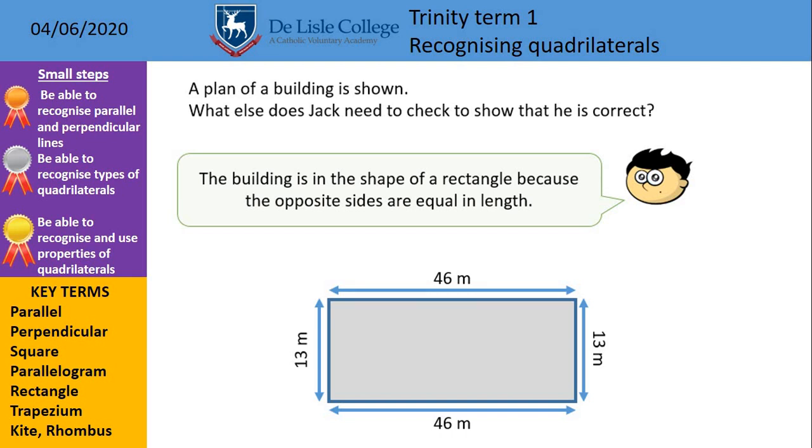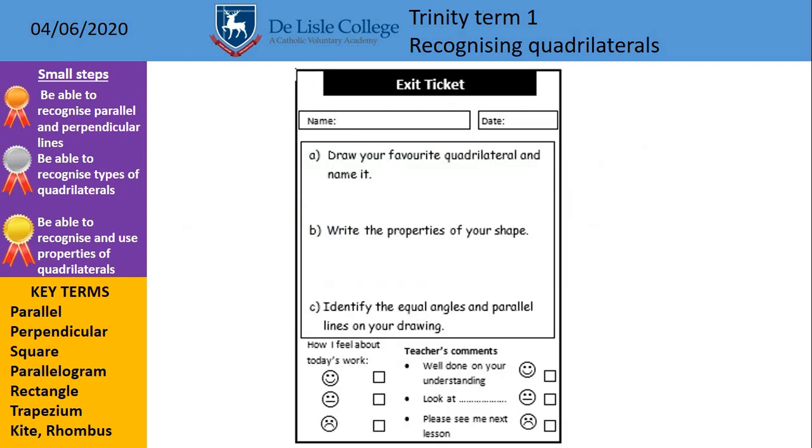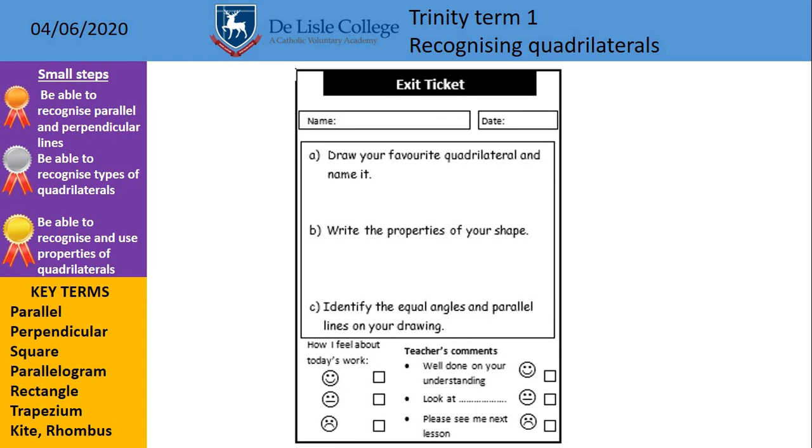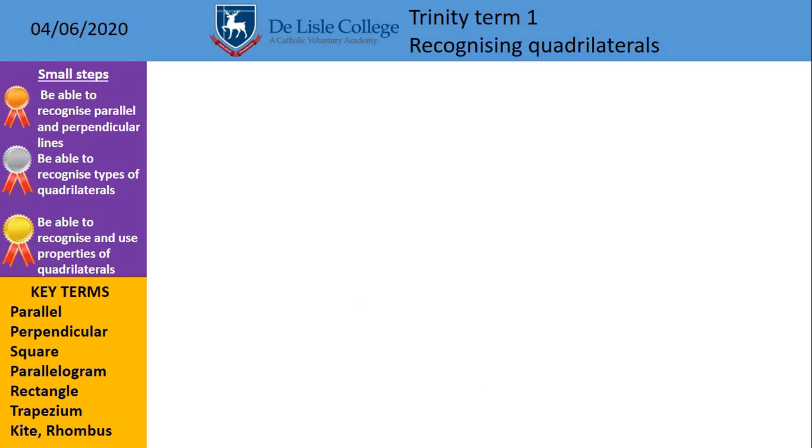In this case, we could easily add the symbol for the right angles in each corner to show that all the internal angles of this rectangle are 90 degrees, to prove that even more. Last but not least, there is a little bit of an exit ticket for those that wish to do that. You can draw a favourite quadrilateral, name it, write all the properties you can remember, and identify any angles and parallel lines on there with the correct notation from earlier.